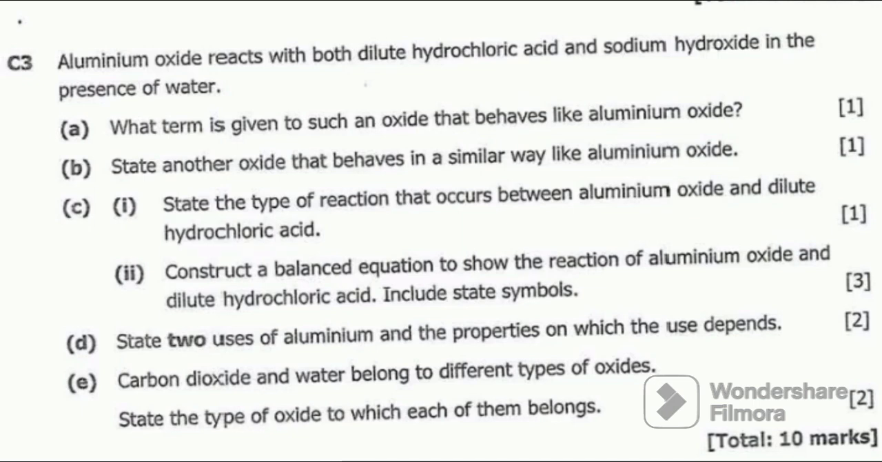This is Kakusa Blessings. Okay, so in Science Paper 2 2018, we are going to answer question C3 from section C.